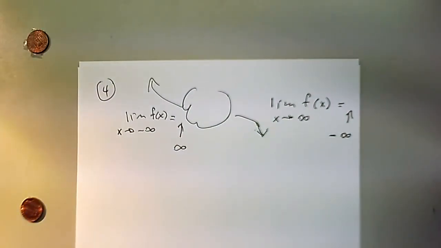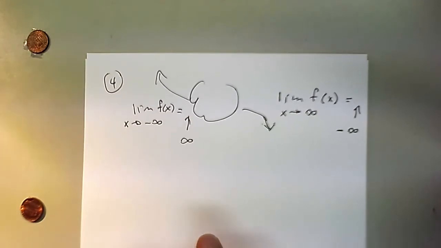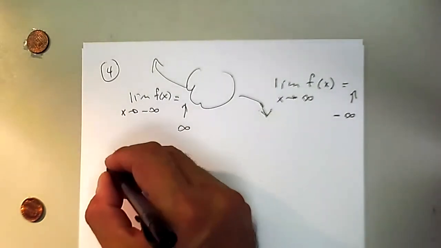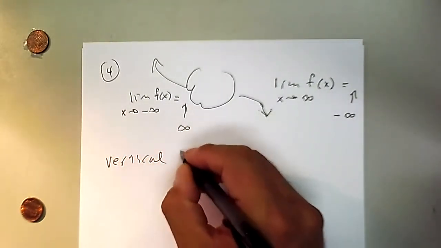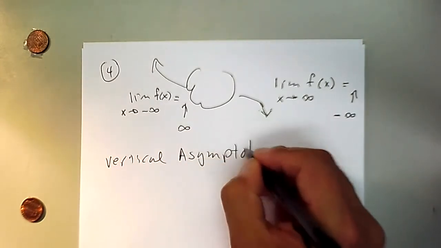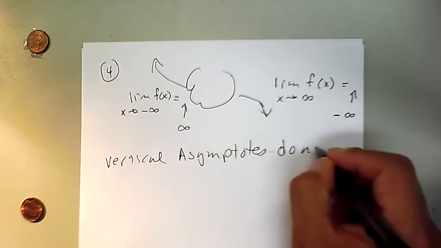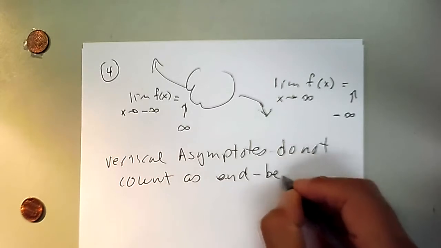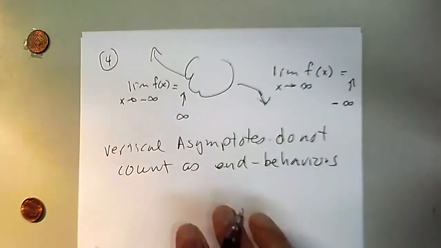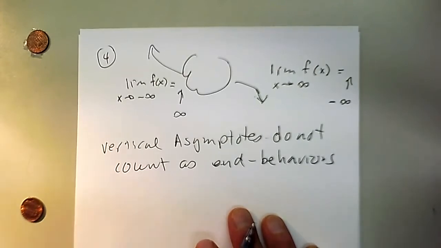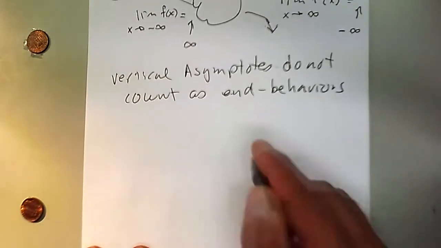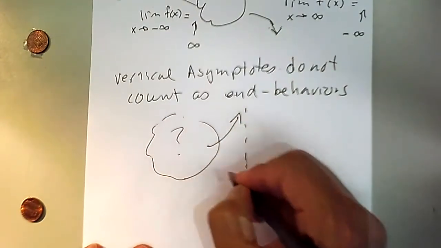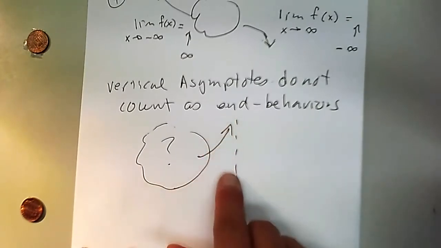If we have a vertical asymptote, then that doesn't count. Vertical asymptotes do not count as end behaviors. In this video, we're not going to see vertical asymptotes, but if we were to have a vertical asymptote in a function like this, who knows what happens here? We don't know, and we don't care for purposes of this portion.